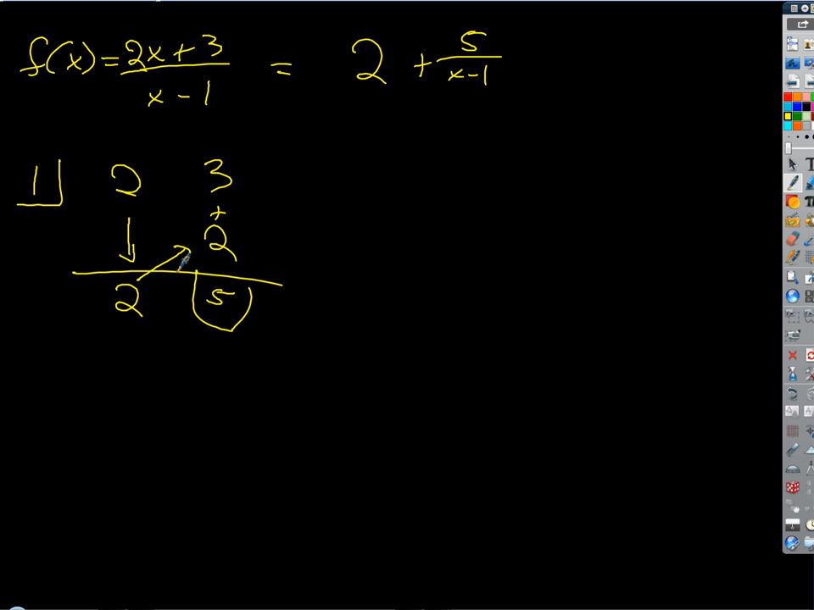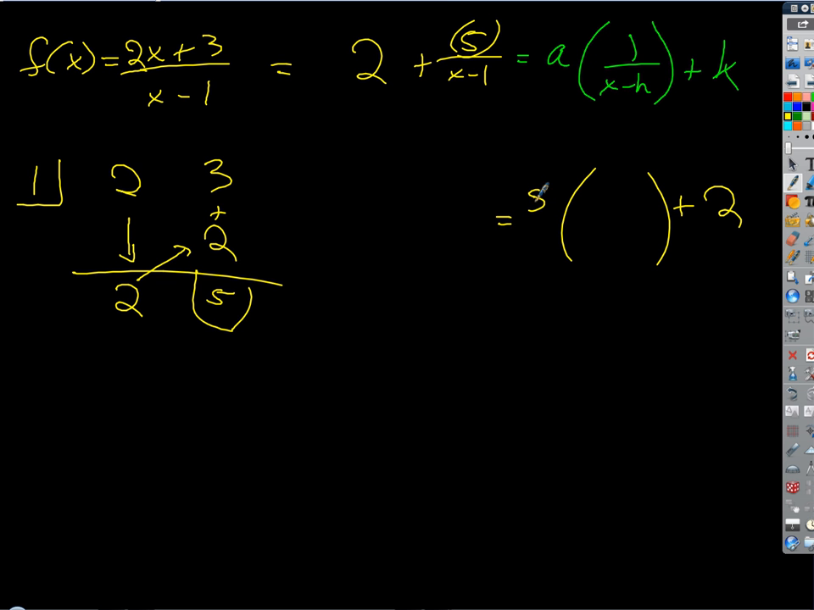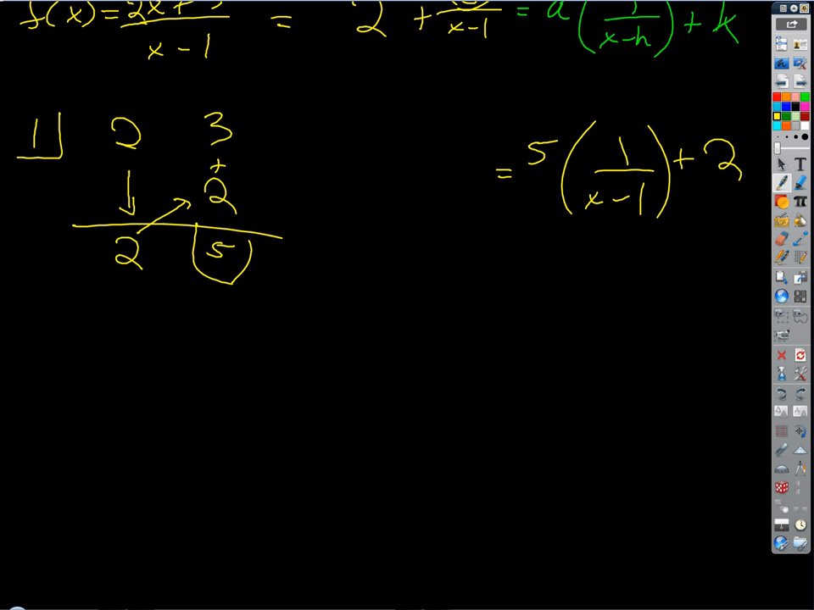So that's how we would normally write this, but remember that what we're trying to accomplish here is we want to write this as a transformation of that parent graph, 1 over x. So we want to write it in the form a times 1 over x minus h plus k, right? And so we're going to put the 2 at the end because that's the constant, so that's k. We'll factor the 5 out in front of the fraction. So that's a, and we get 1 over x minus 1, right?